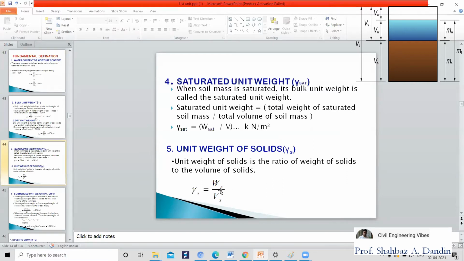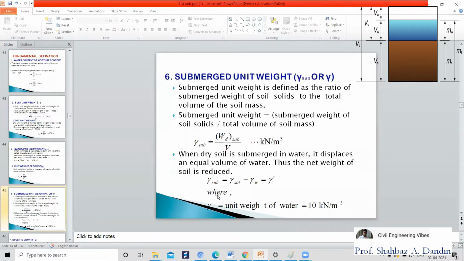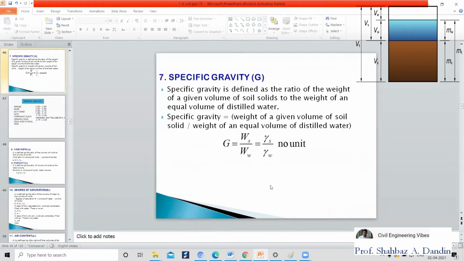Right? Unit weight, mass per unit volume, is equal to weight of solids divided by volume of solids. Submerged density, we'll be saying submerged is equal to saturated density minus unit weight of the water. Right? You need to learn in more detail about this submerged density and saturated density. What is the difference? Okay.